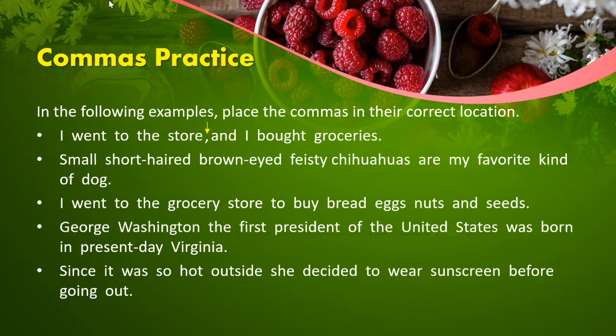In our first example, the comma goes after store and before the coordinating conjunction and. This is because whenever you have two independent clauses separated by a coordinating conjunction, a comma should be placed before the coordinating conjunction to separate the two clauses.